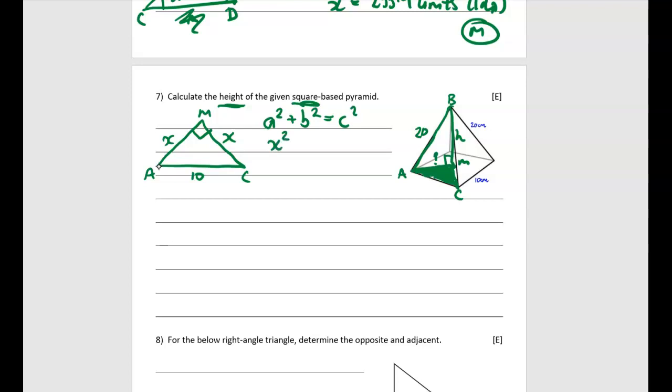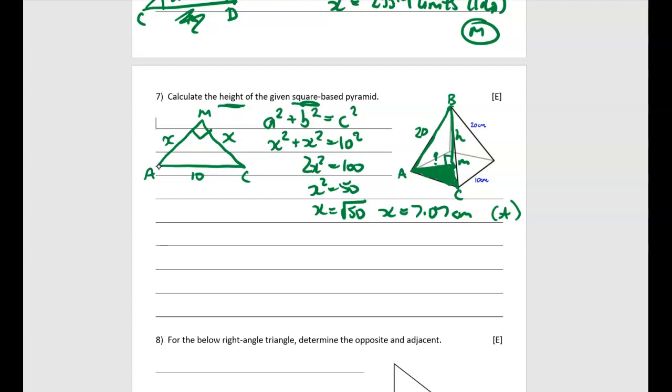And x squared plus x squared equals 10 squared. 2x squared equals 100. x squared equals 50. x is equal to the square root of 50, which is equal to 7.07 centimeters. If you got that for me, you were given an achieved mark. If you're able to extend this all the way through to the end, that's how you got to an excellence.